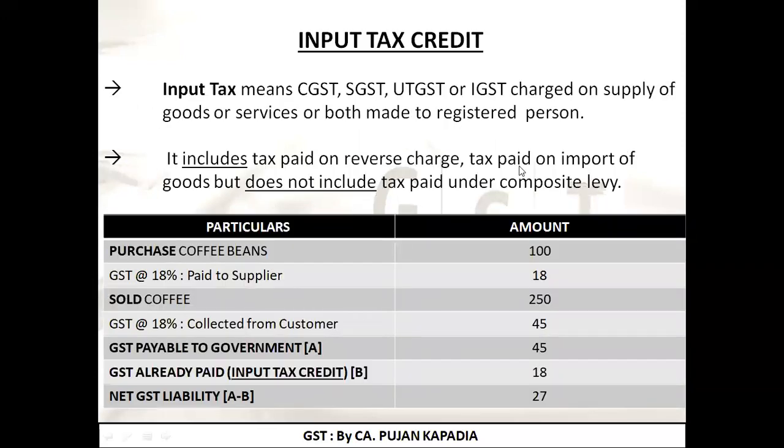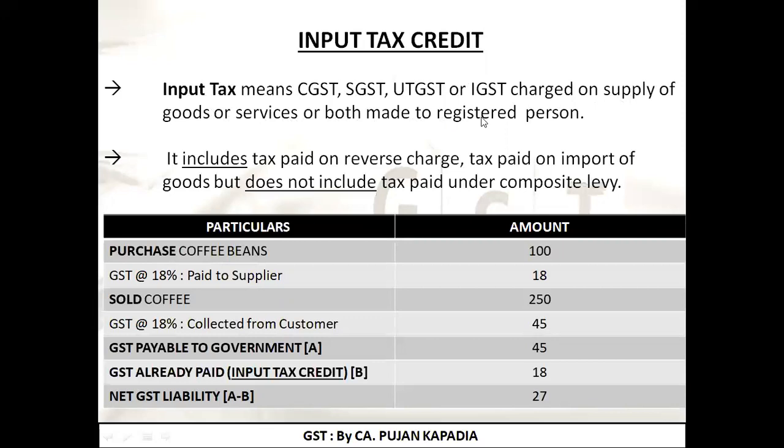The name of the topic on which a short note can come is input tax credit. Let's read what is written over here. First point, what is input tax? Input tax means CGST, that is Central Goods and Service Tax, SGST, State Goods and Service Tax, UTGST, Union Territory Goods and Service Tax, or IGST, Integrated Goods and Service Tax. So input tax means any kind of GST which is charged on supply of goods or services or both made to a registered person.